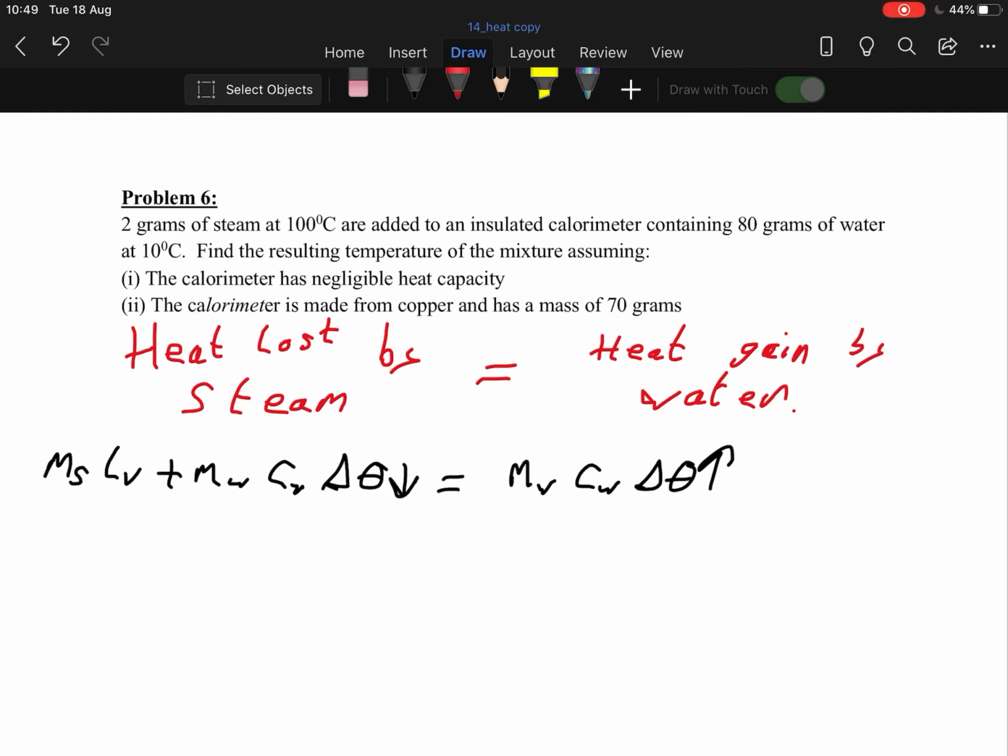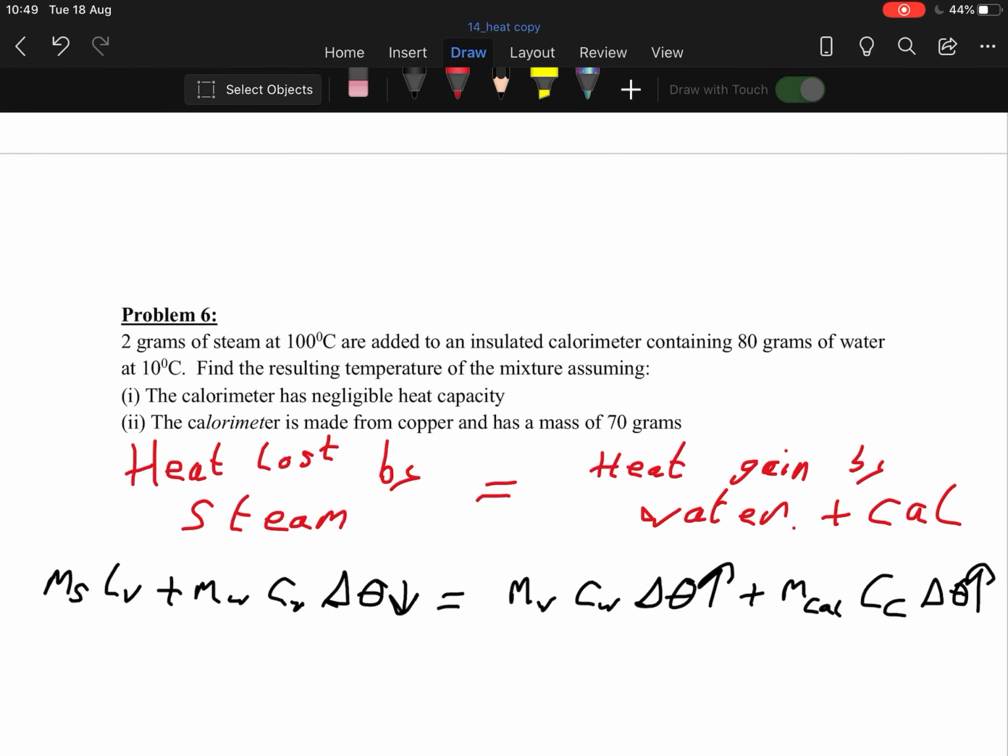So heat lost by steam stays, heat gained by water stays, but what else now is gaining heat? The calorimeter. So you have to add in plus mass of the calorimeter. It's made of copper and its temperature goes up. I just realized now I shouldn't have rubbed out the steam side, but it doesn't matter. So we'll put all those values back in now. We'll rewrite in those values. I'll try and squeeze it in a bit better this time.